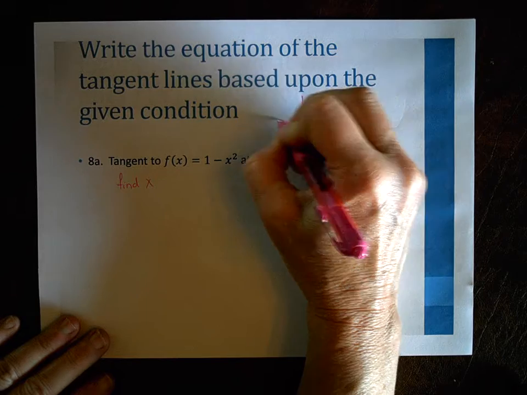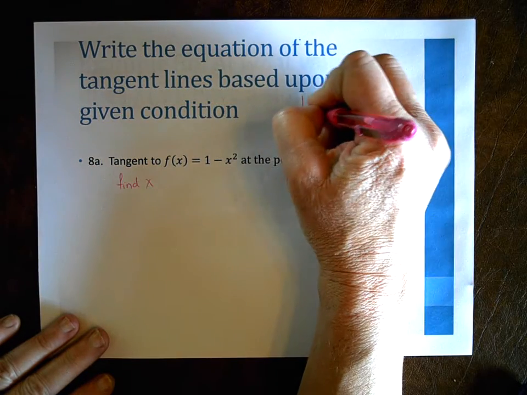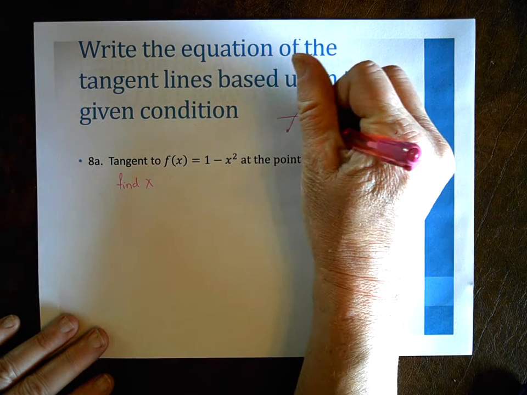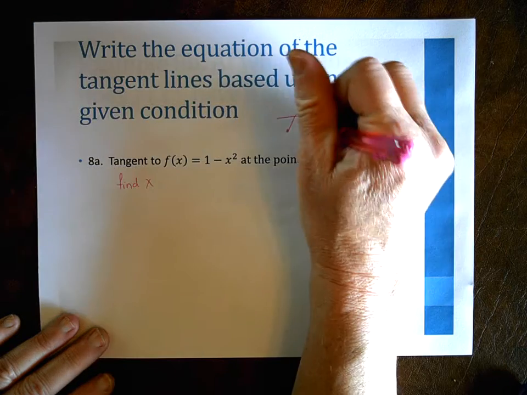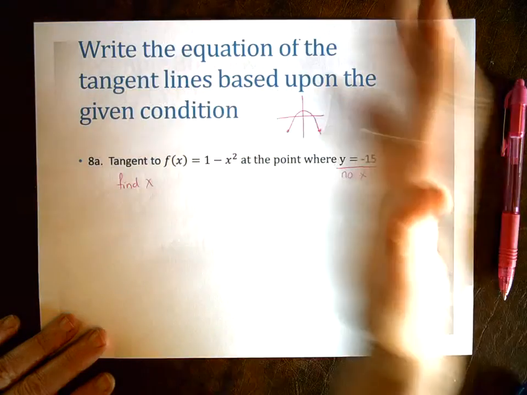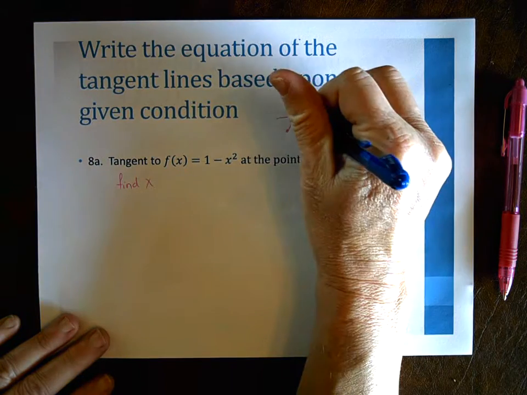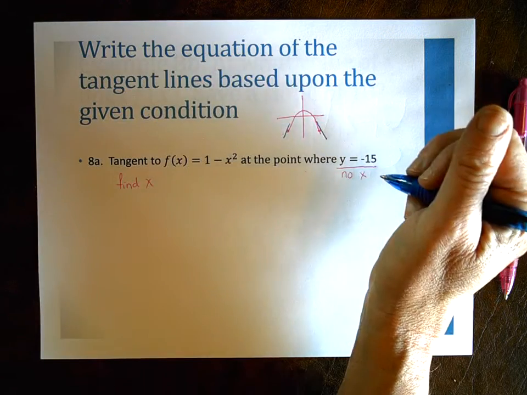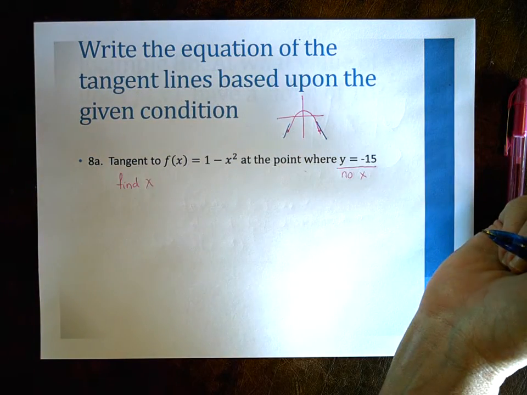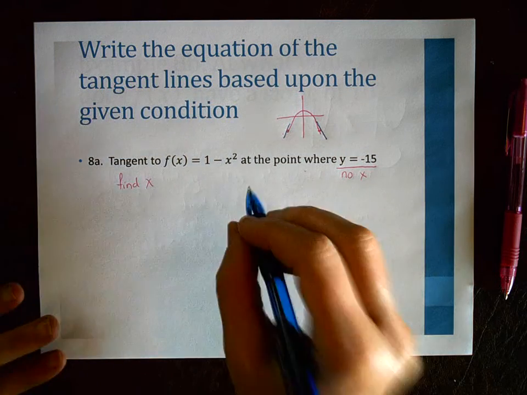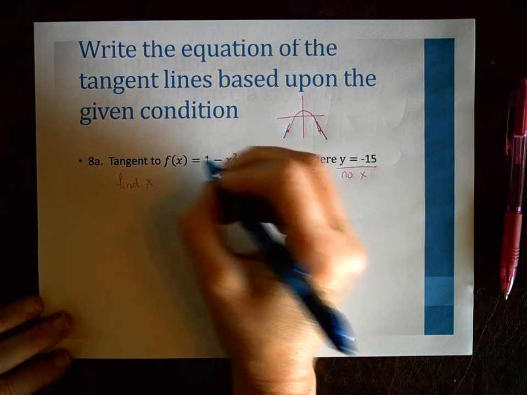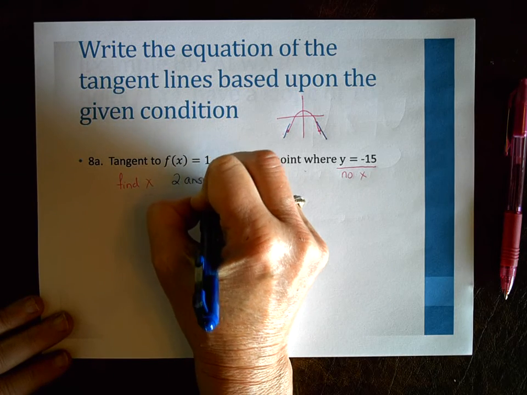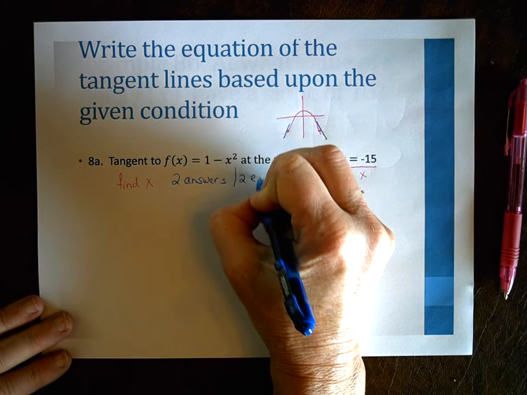This is a graph. It is an upside down graph like this. Okay? Y is negative 15. There's actually two spots that y is negative 15. One over here and one over there. It's symmetrical, and there's going to be a line tangent here and a line tangent there. They should look like they have the same slope. One is going up and one is going down. So when we do this, we're actually going to have to find two answers. So we're going to find x, and we're going to get two answers. And we're going to have to write two equations.